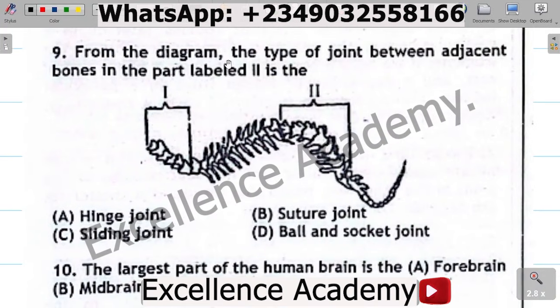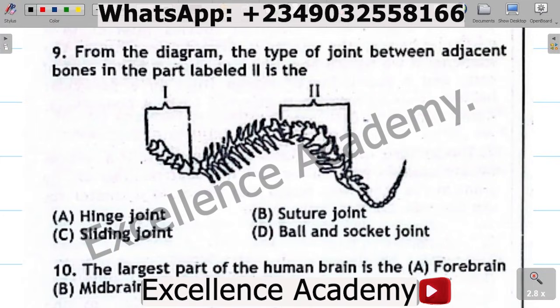From the diagram, the type of joint between adjacent bones in the part labeled II is the. This is a diagram showing the different types of vertebra and the joint location in the body. Option A. Hinge joint. Option B. A suture joint. Option C. A sliding joint. Option D. A ball and socket joint.